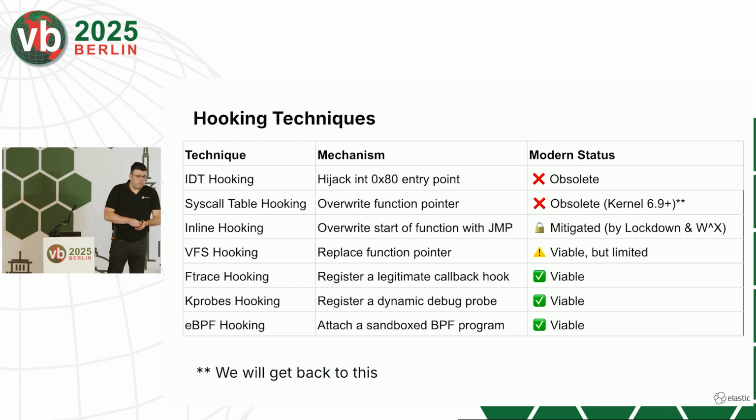Inline hooking, basically find the function that you want to hook, change the first few bytes into a jump to your own function. It is possible, but there are measures against it to prevent changing of executable code, stuff like that. VFS hooking or virtual file system hooking, still viable, but you can only change the read and write operations for certain files, so you're very limited in what you can do.